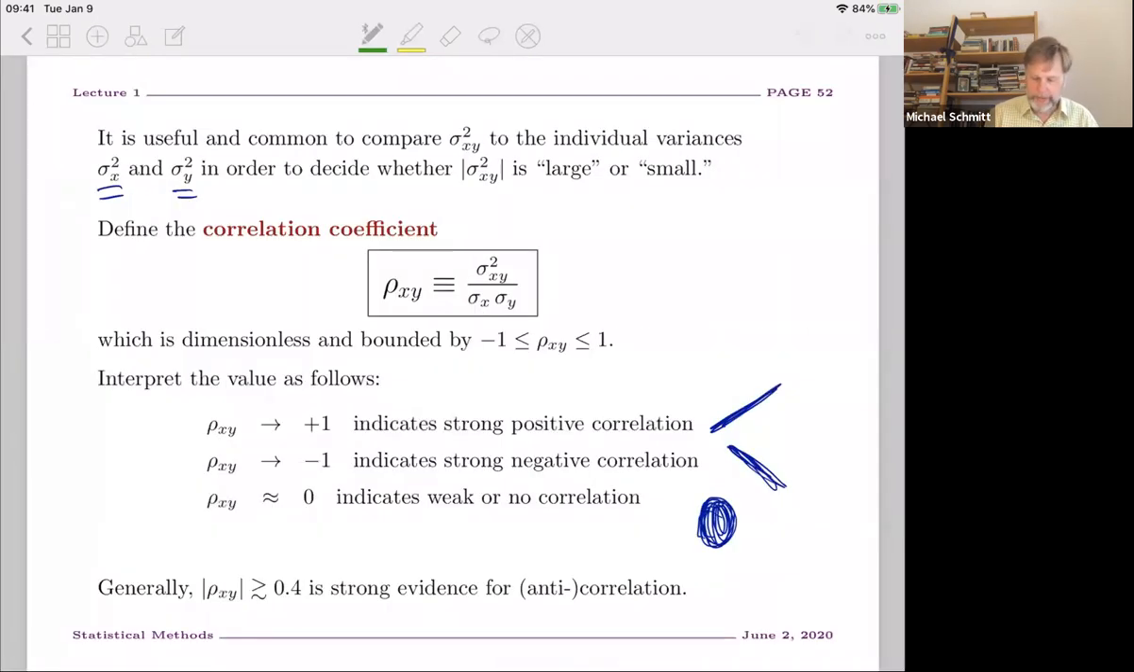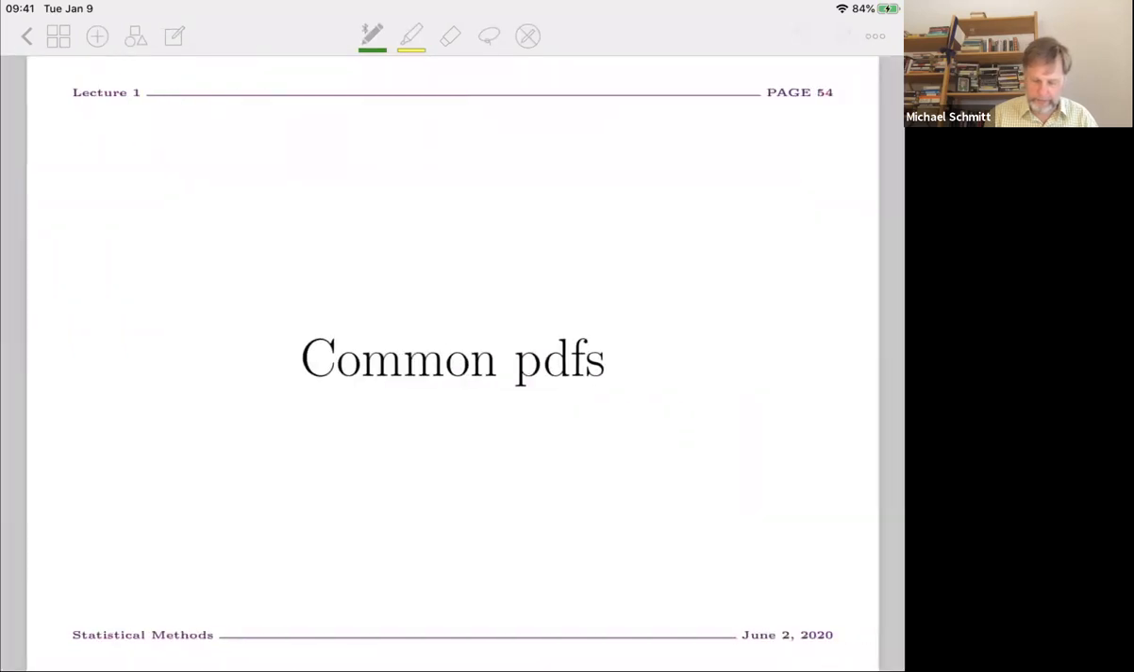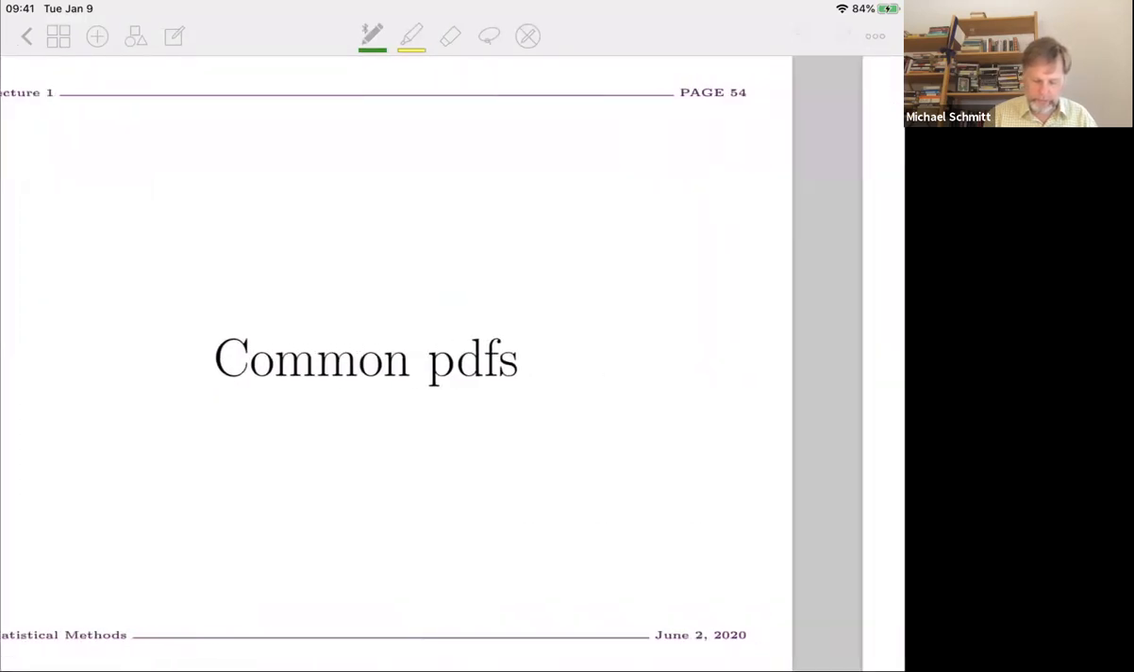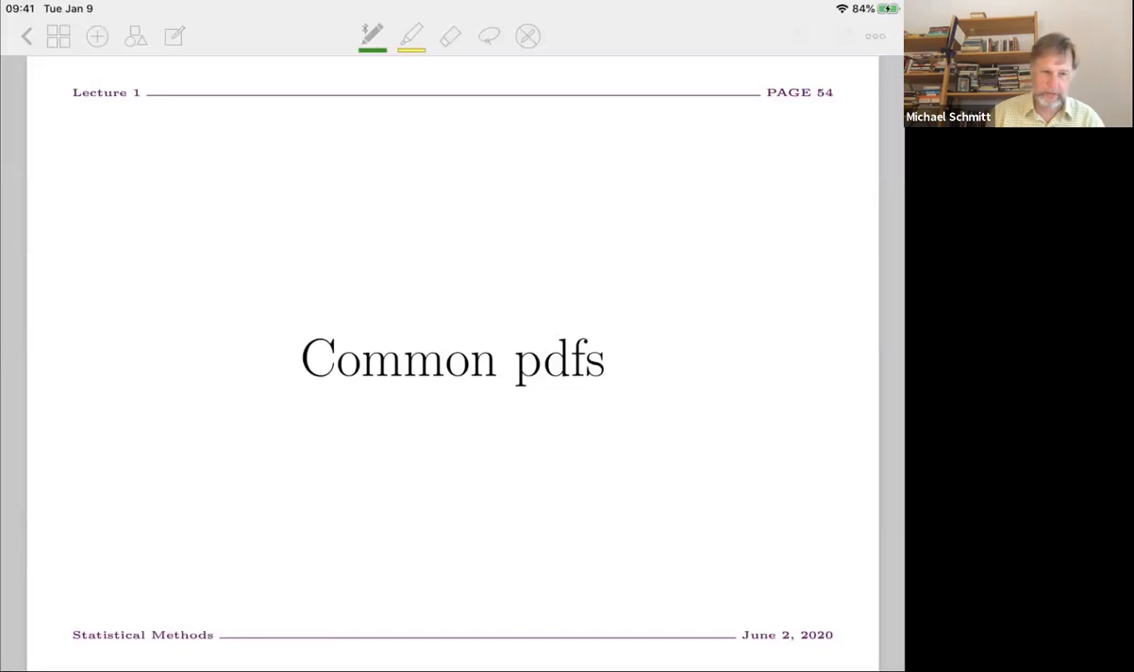Okay, so let me try to take just a few minutes. You can look at the notes. I wanted to tell you about 3 or 4 simple PDFs. There are a lot of slides here, so I'm going to go through really fast, but they're kind of straightforward and you can look at them on your own or we can talk about them in the discussion.